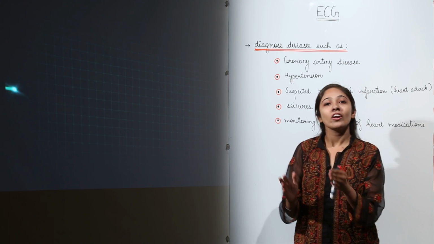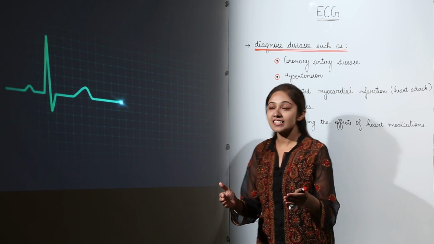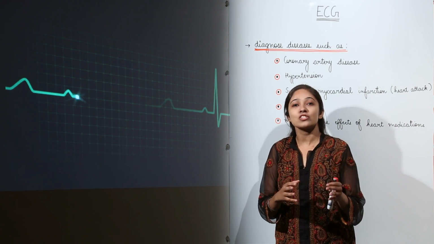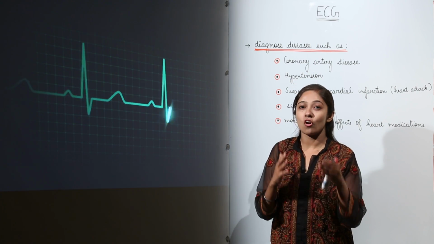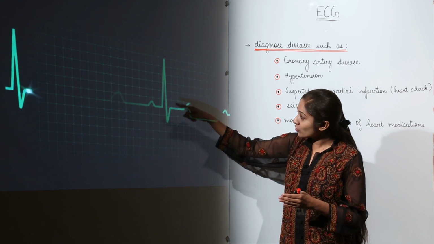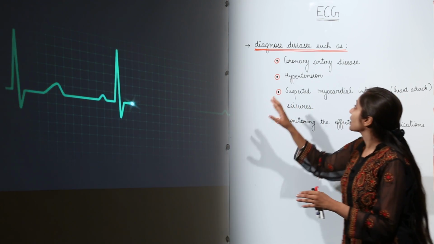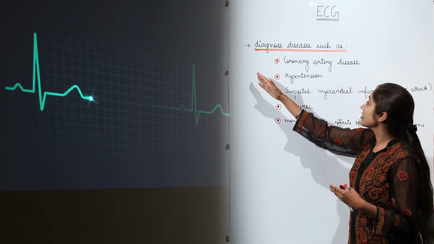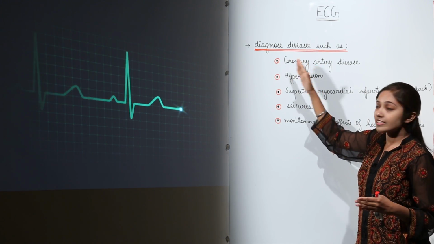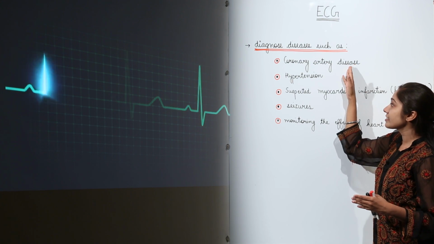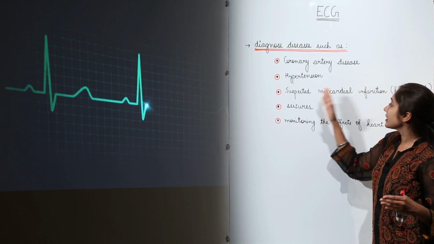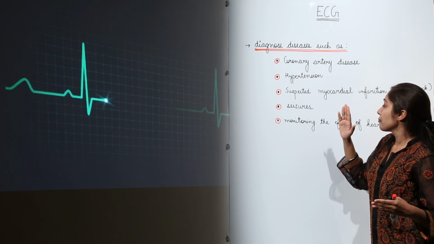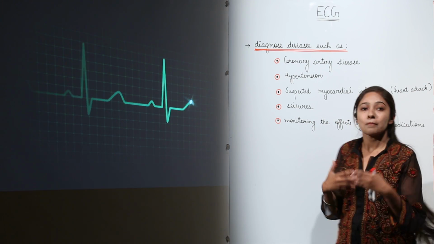Well, the overall aim of ECG, that is electrocardiography, is to obtain information based on the structure and the functioning of the heart. This is how an electrocardiograph works. So the main application of ECG is to diagnose major diseases such as coronary artery disease, hypertension, suspected myocardial infarction, which is a heart attack, then seizures, monitoring the effects of heart medications.